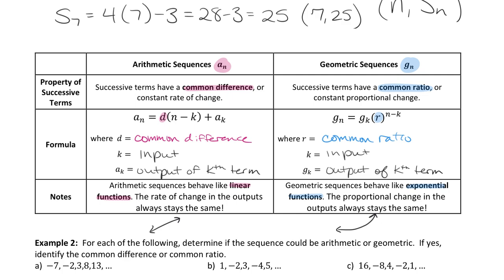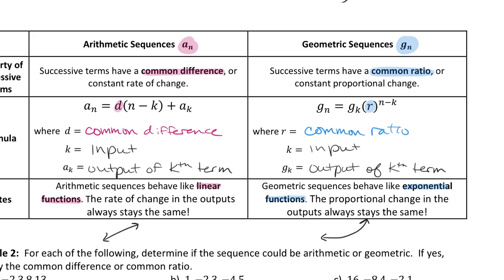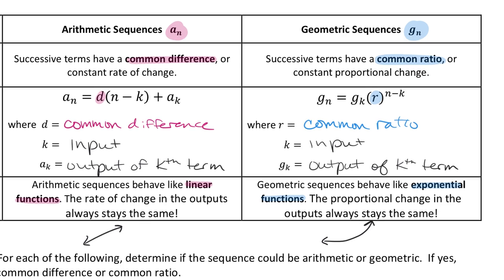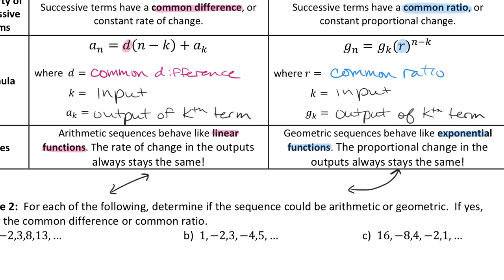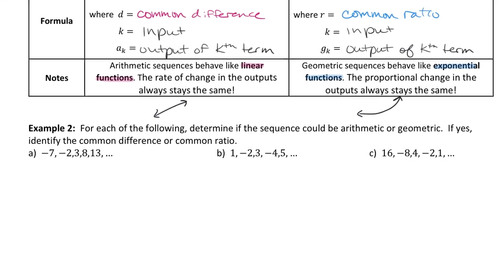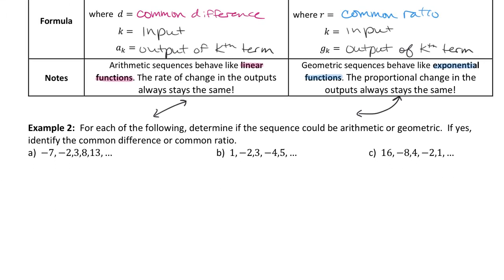So for either of these two sequence formulas, what we're going to need to find to write them is how they are changing, either with a common difference or a common ratio, and at least one example, one pair of inputs and outputs, and we're going to be able to write the equation. But first things first, let's make sure we can recognize what type of sequence we have when we're given a list of numbers. So for each of the following below, we're going to determine if the sequence could be arithmetic or geometric. If it's one of those two, then we're going to identify either the common difference or the common ratio. Common difference is for arithmetic, common ratio is for geometric.